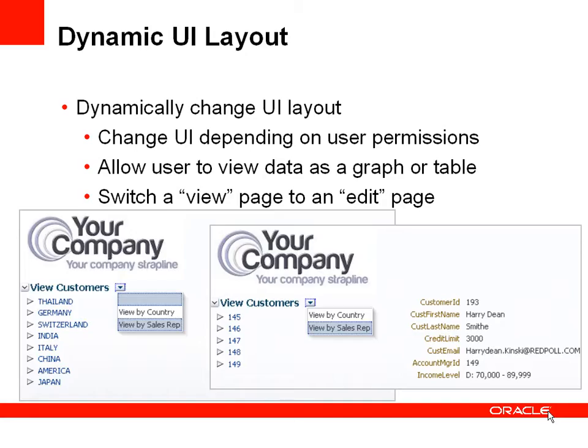The example you're going to see in the demonstration is shown in the screenshot, where we have a view of customers and we have a tree control that shows customers by country. By selecting a menu option, we can flip or switch that tree control to show a different tree control, which is customers by sales rep.